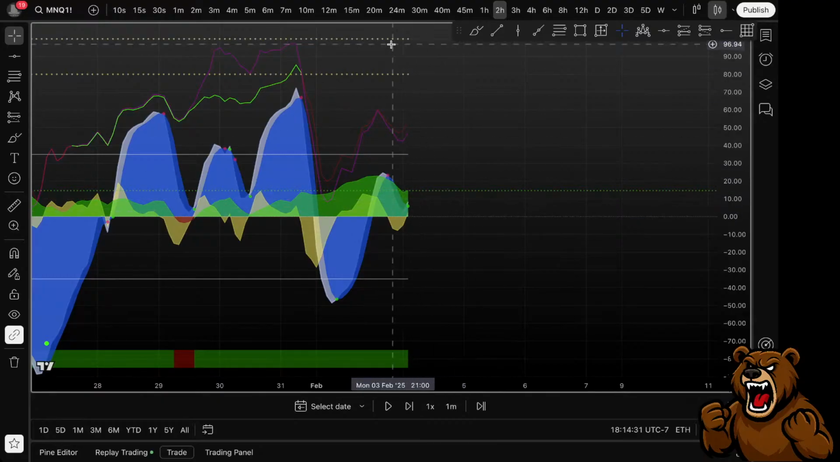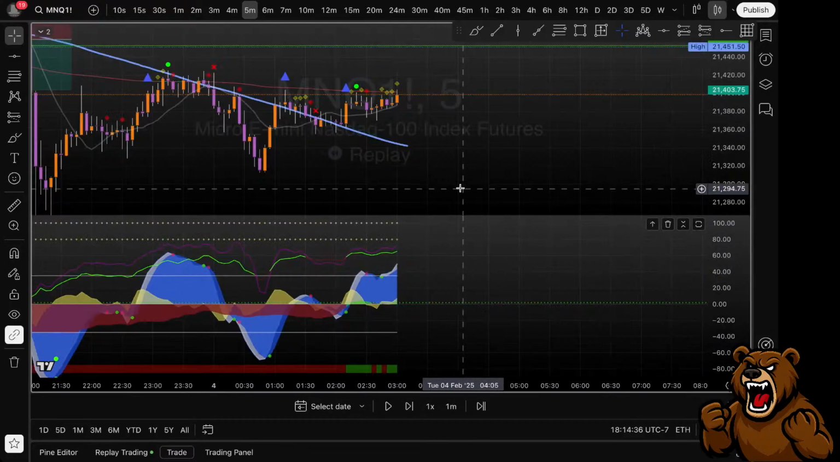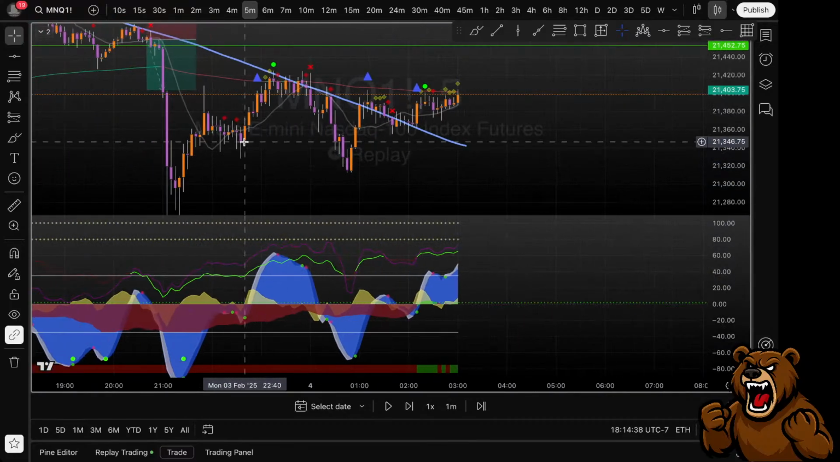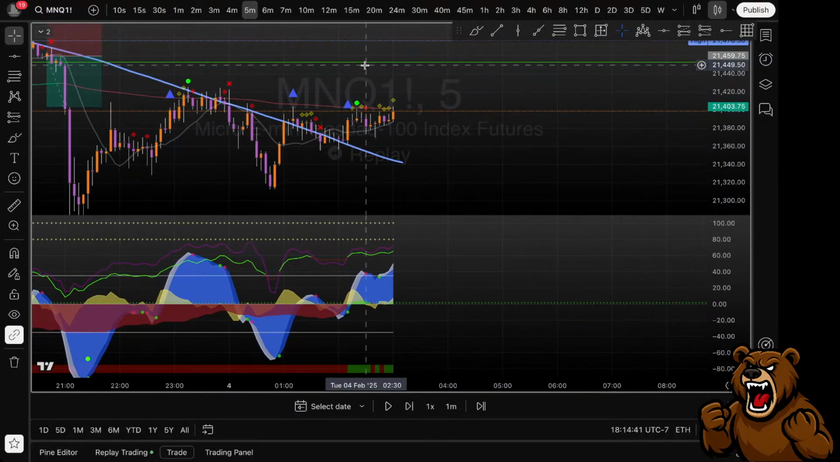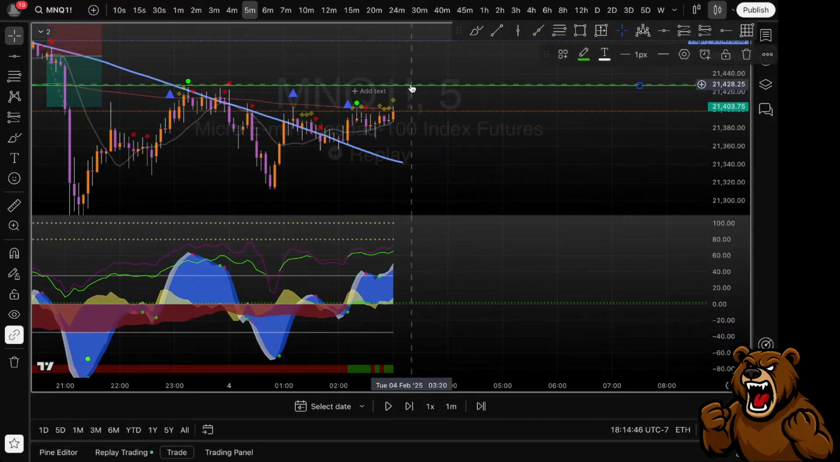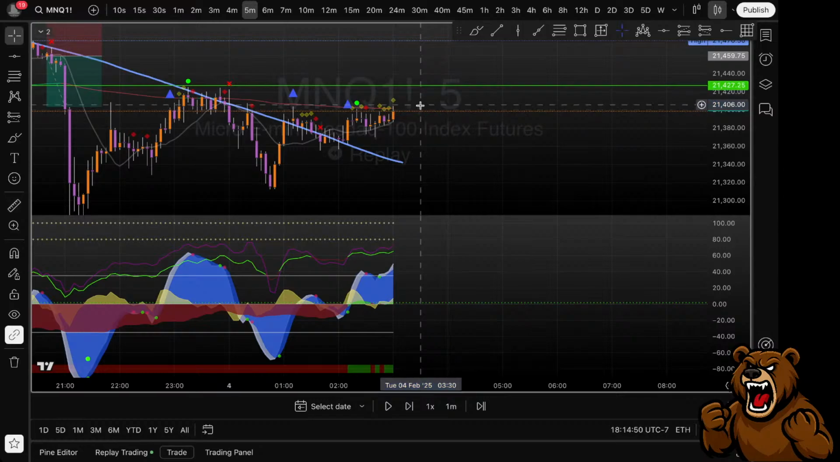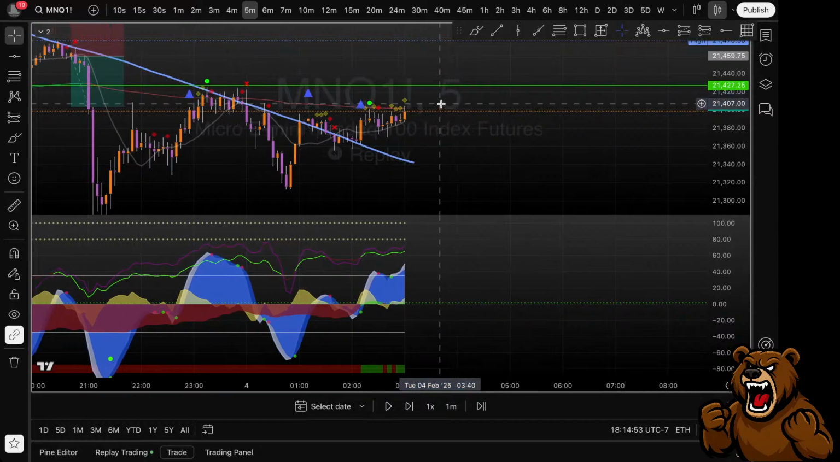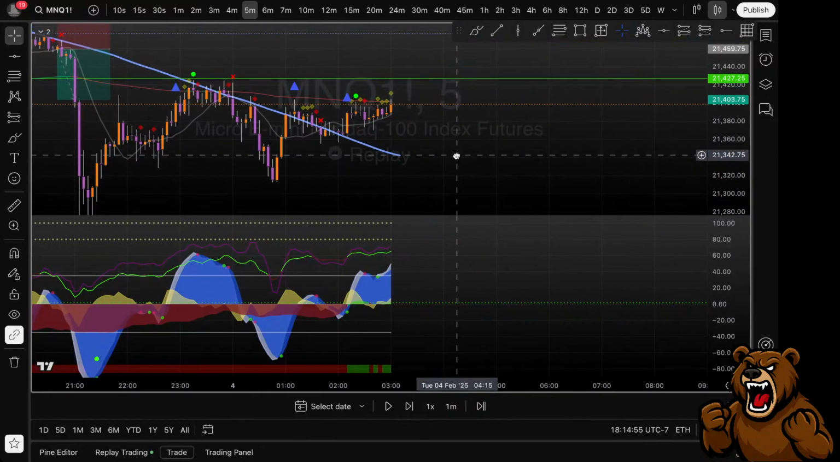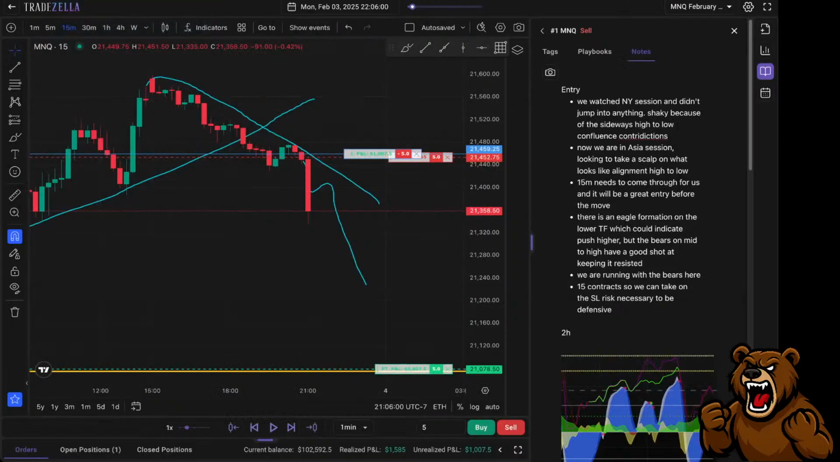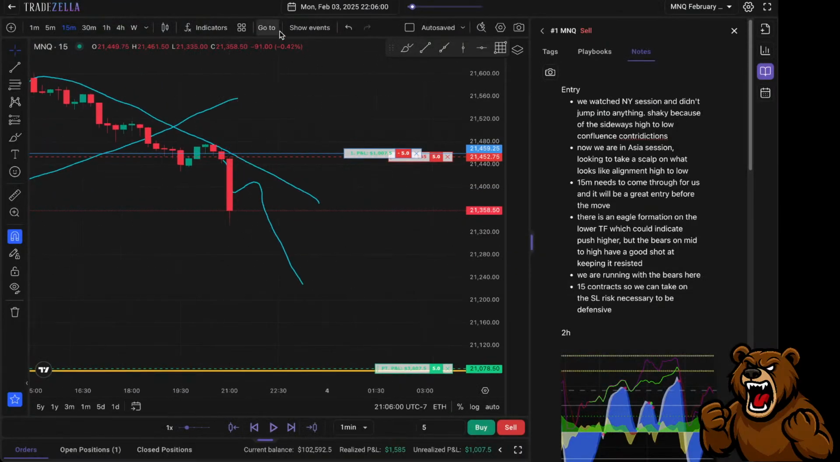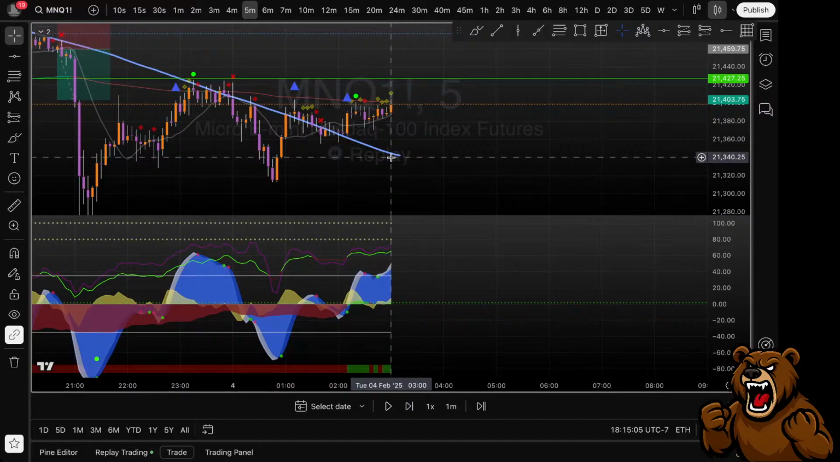Okay, we're out. We're out. Yep, we're out. In fact, I'm just going to move my stop to here. And if she wants to come back up and grab it, she can do that. 427.25. So we're going to 3 a.m.